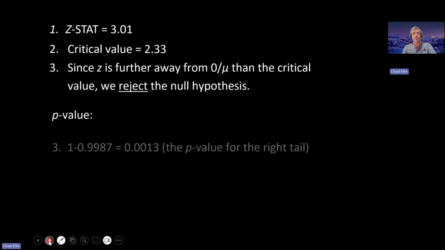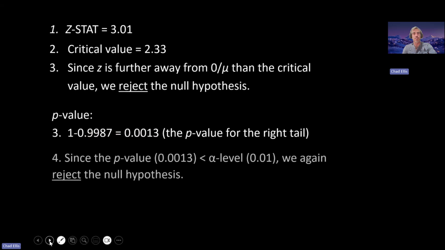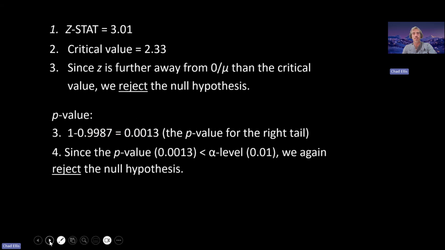We'll go and look at the p-value. Right, we subtract the cumulative probability value, 0.9987, from 1, which gives us an extremely small p-value. Again, the p-value tells us the probability that that sample actually belongs to the same group as that overall population. So we can see by that very, very small p-value that there's a very remote chance that they're from the same group, and that instead the sample is different from what is expected. So since we have a very small p-value, which is less than our set alpha level of 0.01, again, that tells us to reject the null hypothesis.